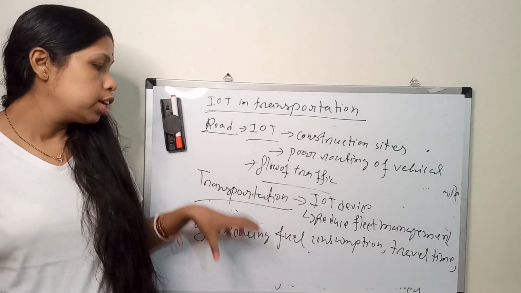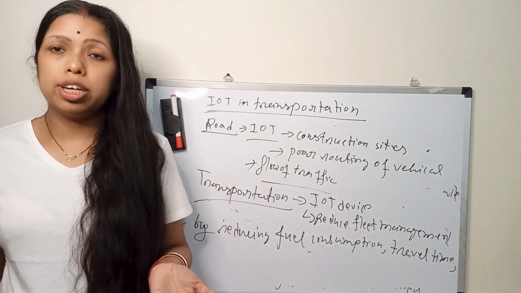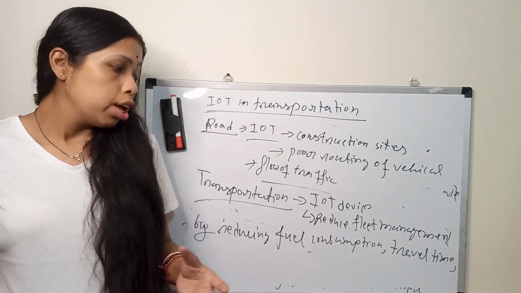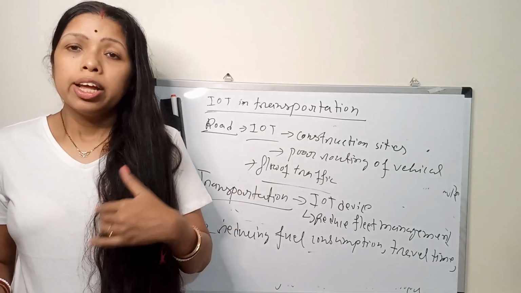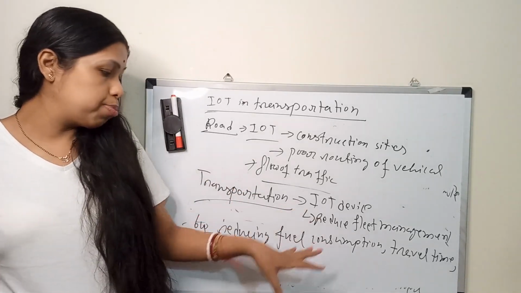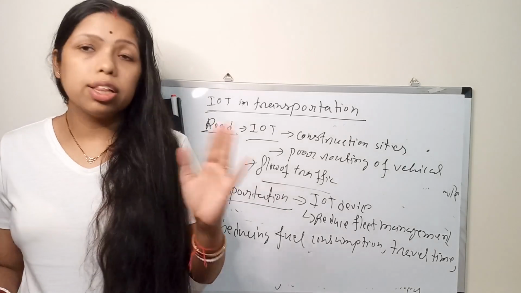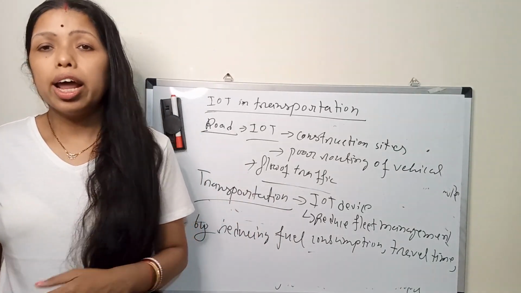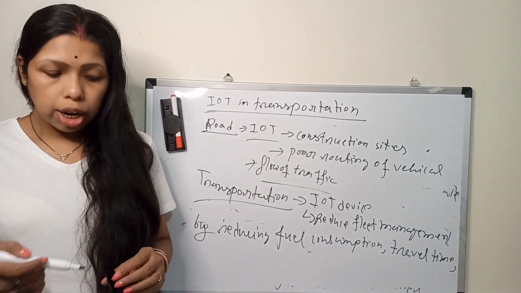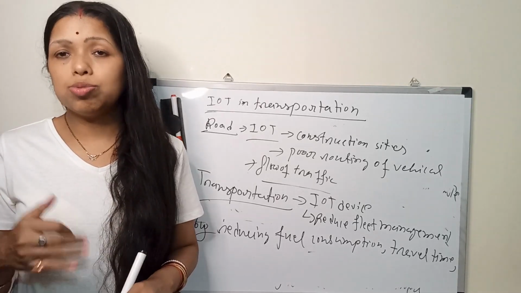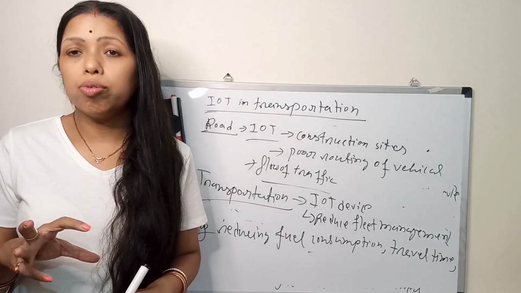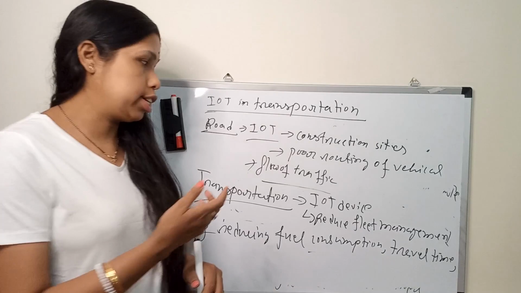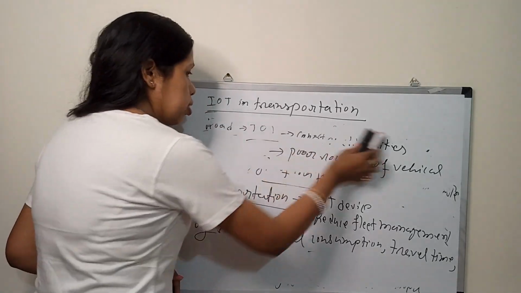So in the case of transportation, if we design an IoT device, it can drastically improve fleet management by reducing the fuel consumption, the travel time and the traveling points from one location to another location. Now, if we design the IoT device for transportation, what is the architecture for designing the IoT device in the case of transportation, that I will discuss now.